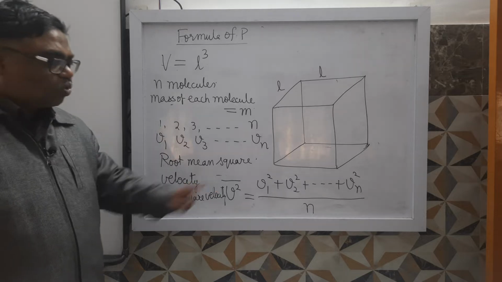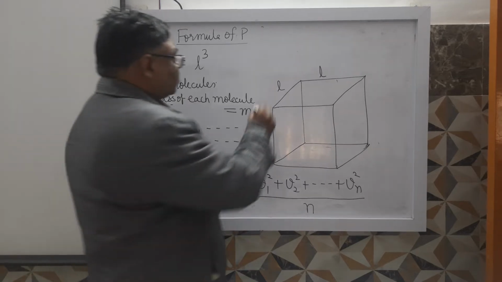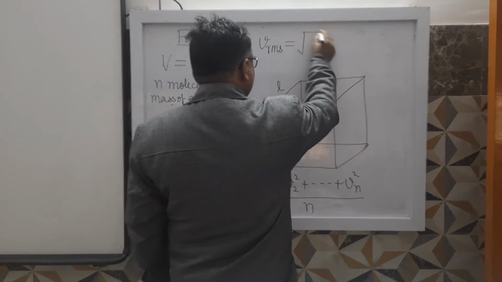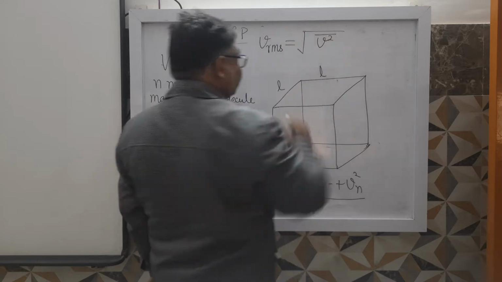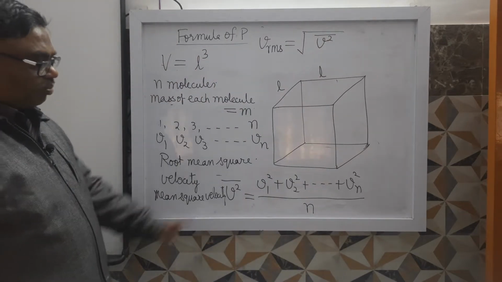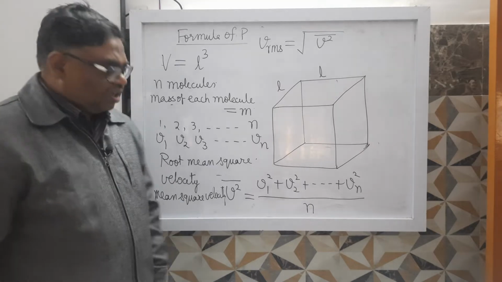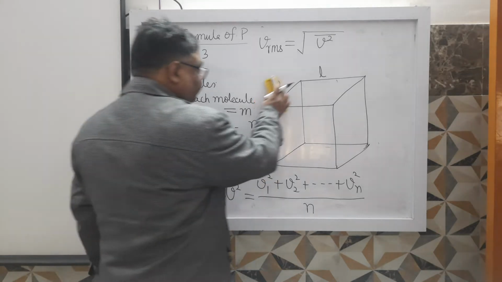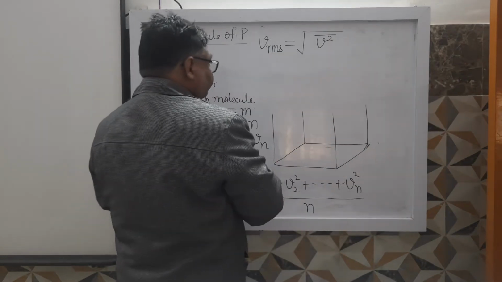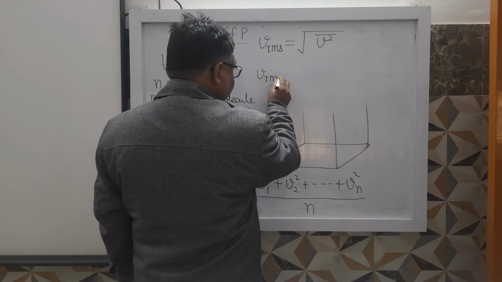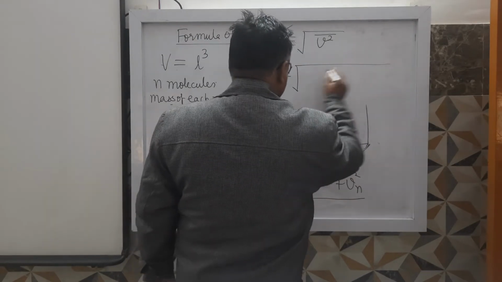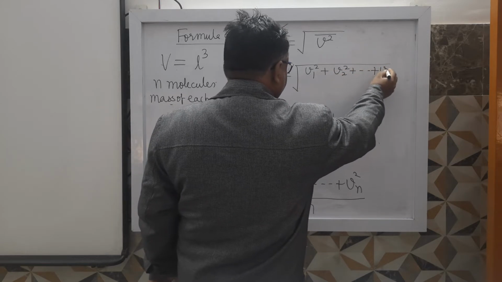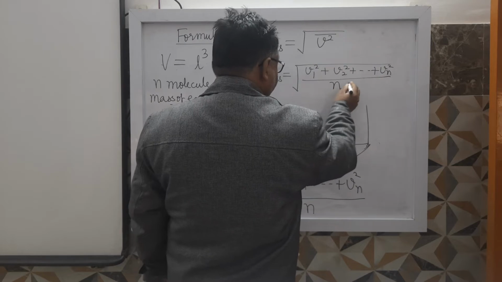Now we will take the square root of this. So what will be the square root? Vrms will be equal to the square root of v square bar. Means if you take the square root of the mean squared velocity, Vrms equals the square root of v1 square plus v2 square plus and so on plus vn square, upon n.